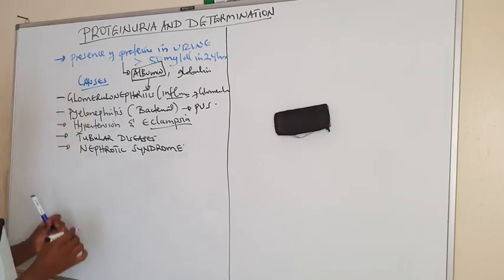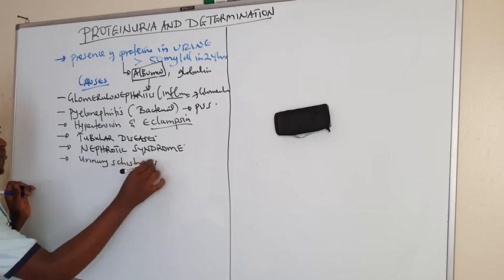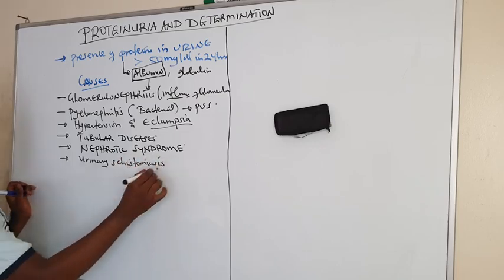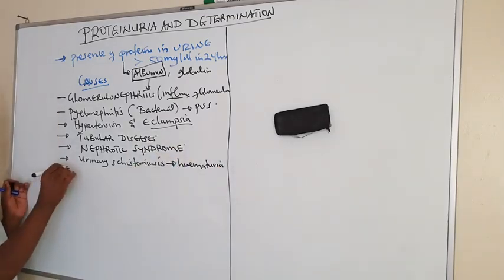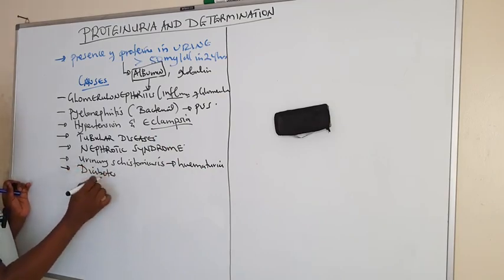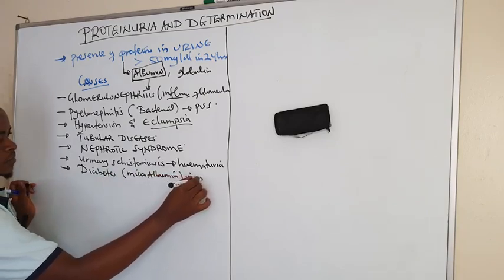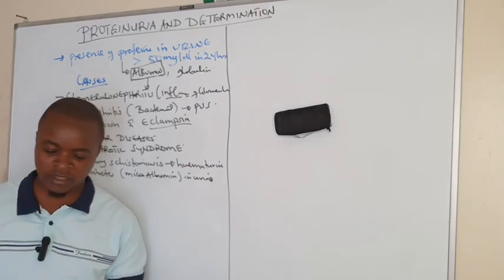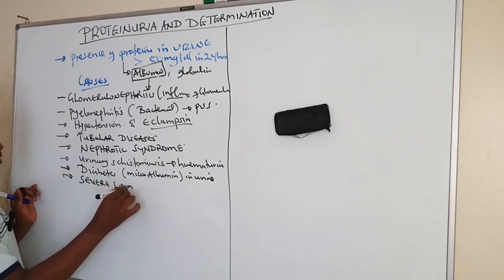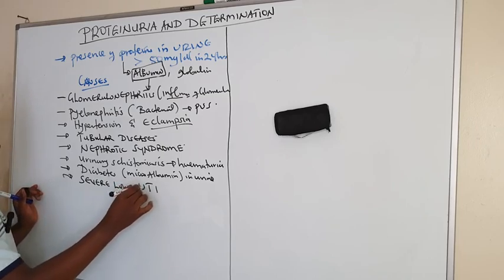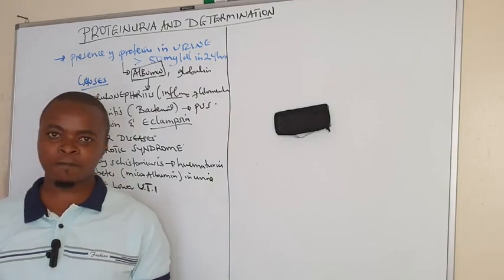Other causes we can see include urinary schistosomiasis, when you have Schistosoma haematobium. Schistosomiasis can also lead to this, and this is always characterized by hematuria, presence of blood in urine. Then we can also see it in uncontrolled diabetes due to presence of microalbumin in urine, so even diabetes patients, we can find it. And the last one is severe lower urinary tract infection, UTI. So these are the causes of proteinuria.